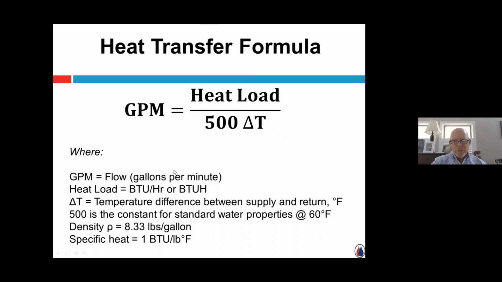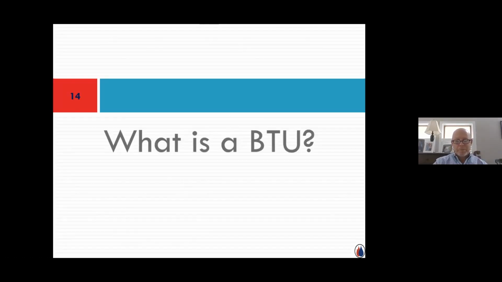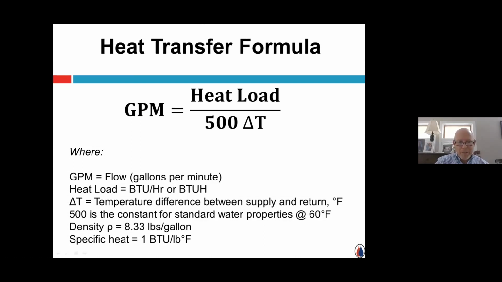The 500, where is that coming from? It's a constant for standard water properties. What we're referring to is there are 60 minutes in an hour, right? And the weight of a gallon of 60-degree water is about 8.33 pounds.